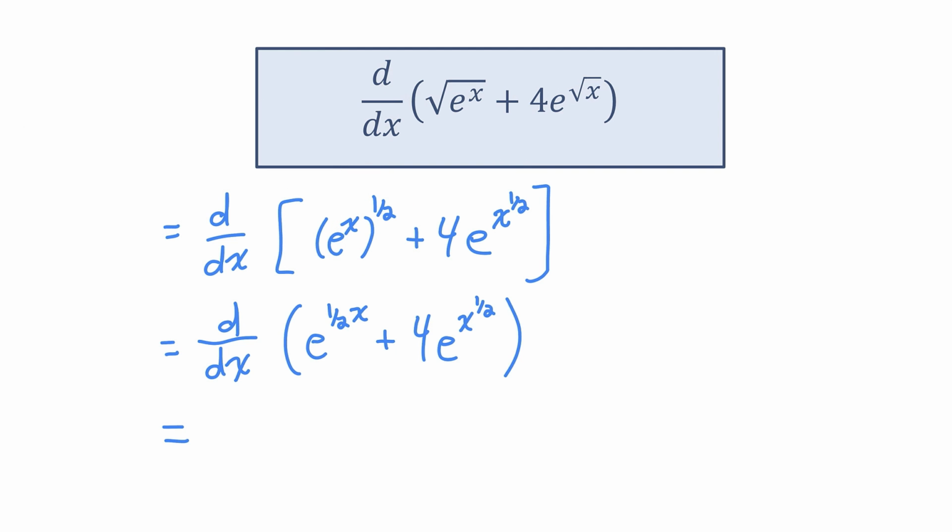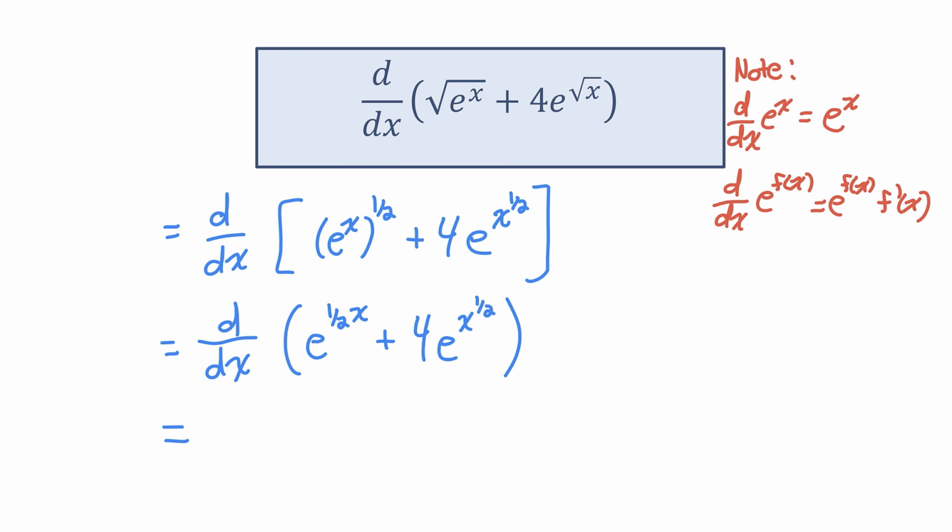Now I'll differentiate both of the terms. To differentiate both of those terms, let me remind you of a couple things. The derivative of e to the x is e to the x ln e, but ln e is 1, so the derivative of e to the x is itself e to the x. If we're differentiating e to the power of some function of x, that would be equal to e to the power of that function of x multiplied by the derivative of that function of x that is in the exponent.